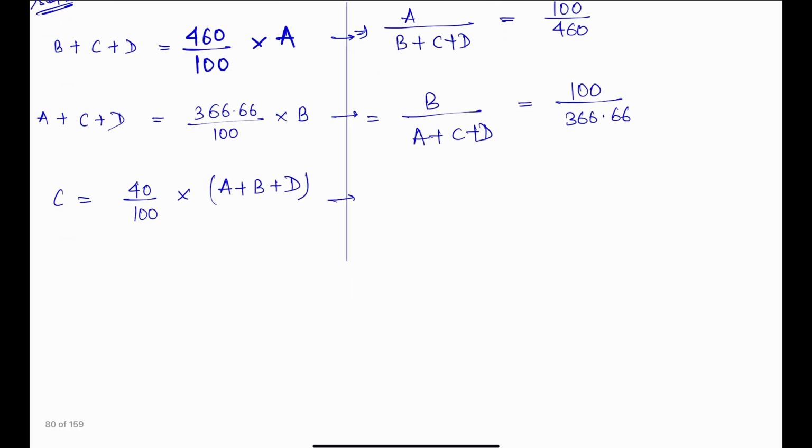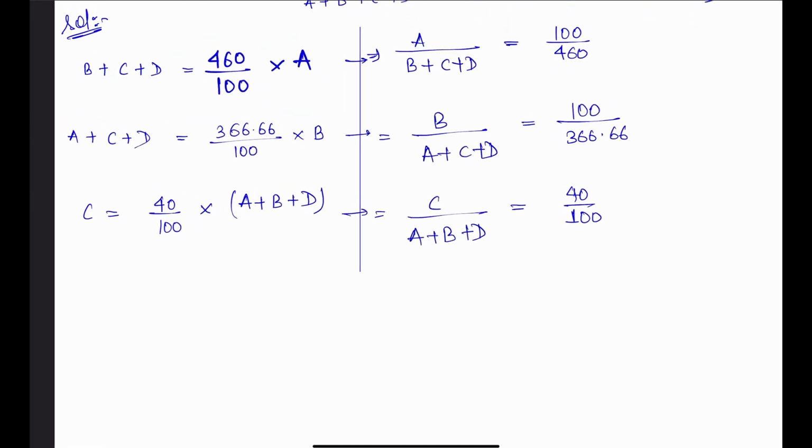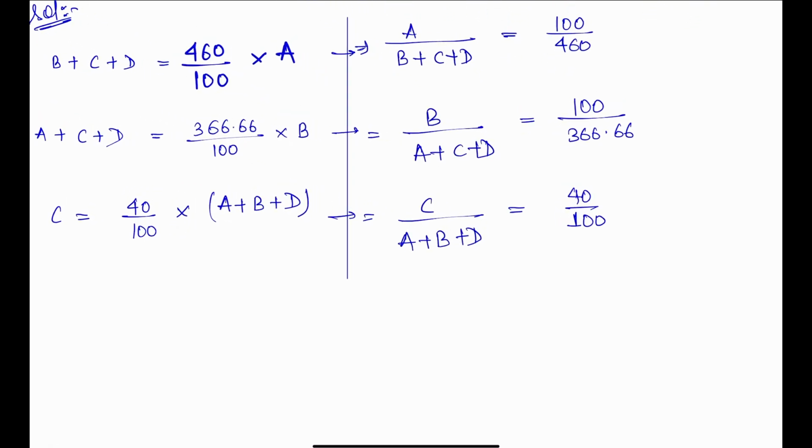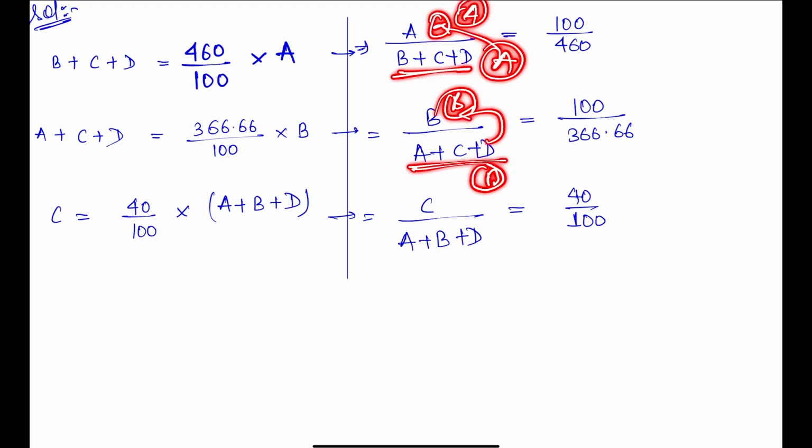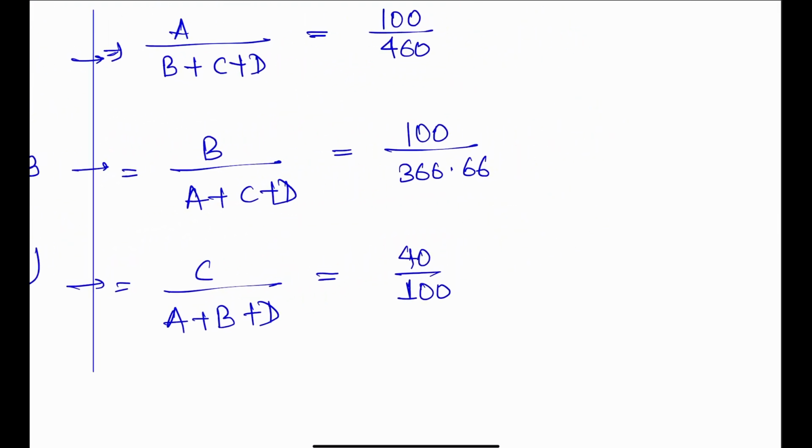Okay, and this one can be written as C by A plus B plus D equal to 40 by 100. One thing, why I did this one, is because I noticed something. In this one, when A is not there, in the above A is there, right? In this one, when B is not there, in the above B is there. In this one, when C is not there, C is there on the above.